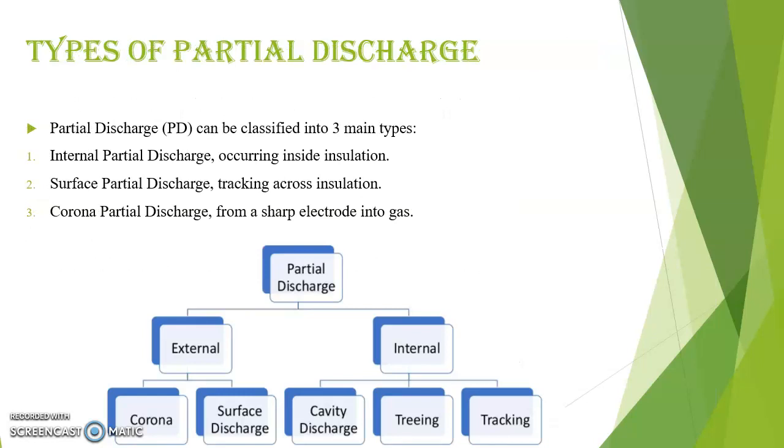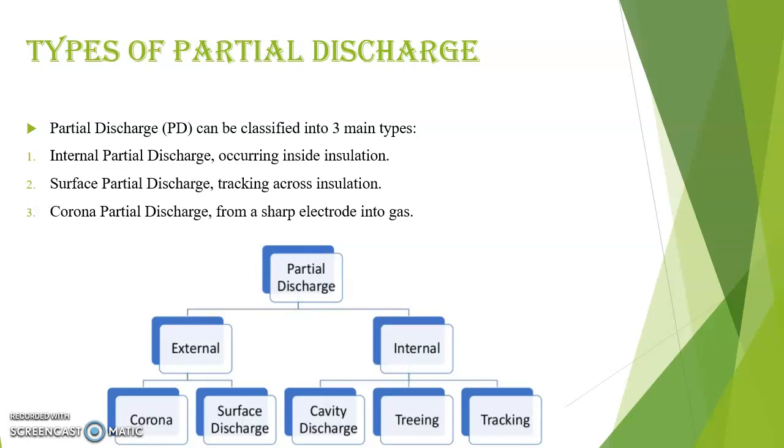What are the different types of partial discharge? Partial discharge can be classified into three main types. That is, internal partial discharge, which occurs inside the insulation. Second is surface partial discharge, that is, tracking across the insulation. And third is corona partial discharge, from a short electrode into gas. The below table explains this in a more efficient way.